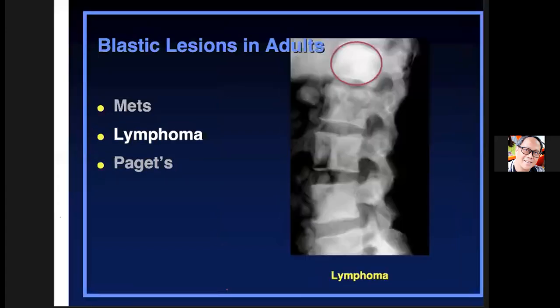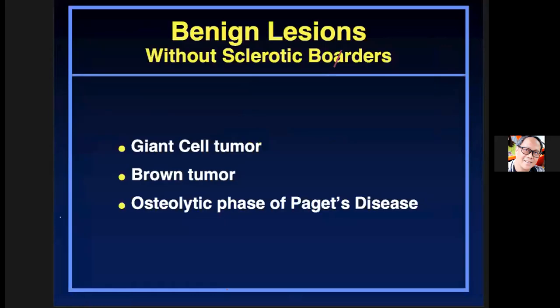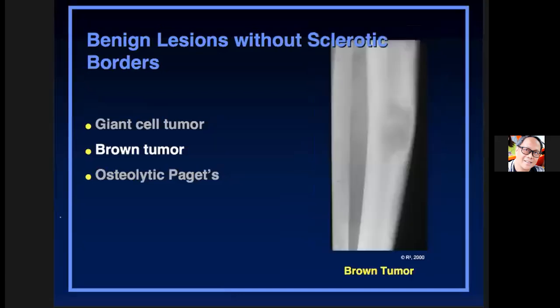Breast metastasis, lymphoma, and this is an enchondroma. Actually, you may have benign lesions that are non-sclerotic, meaning the edge of the lesion is not opaque, hence the term non-sclerotic, without sclerosis. Giant cell tumor, brown tumor, osteolytic phase of Paget's disease, that's also another example. Yeah, brown tumor, so it's another example.